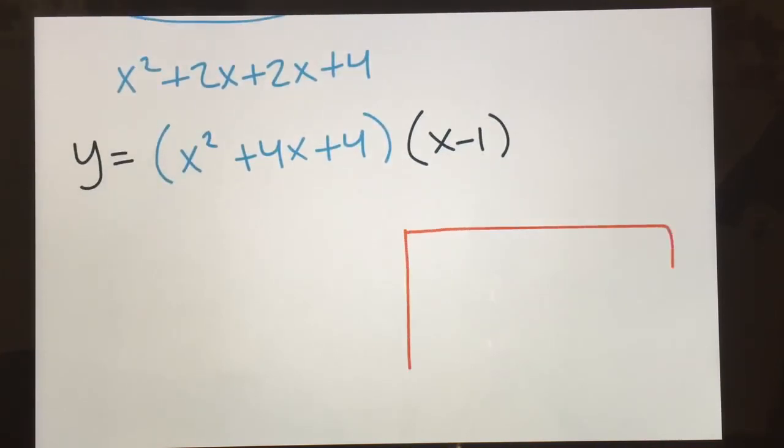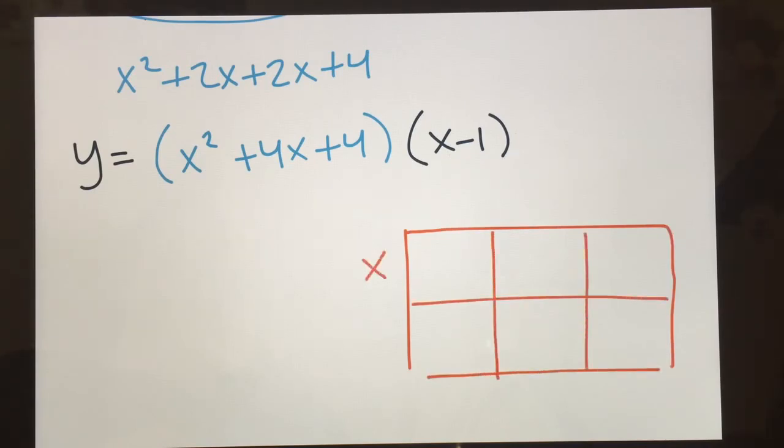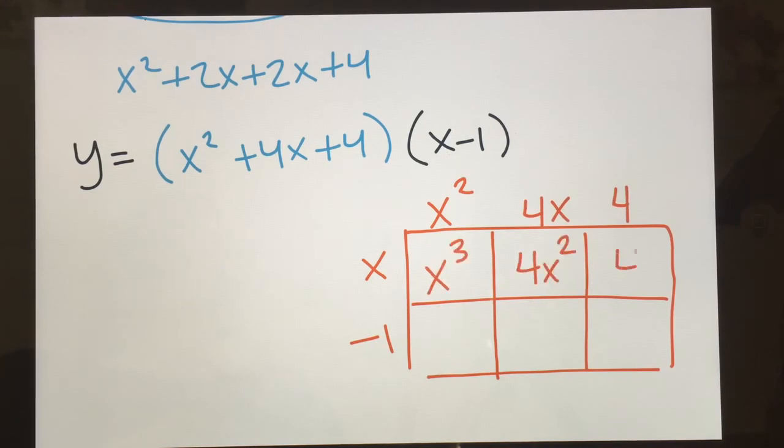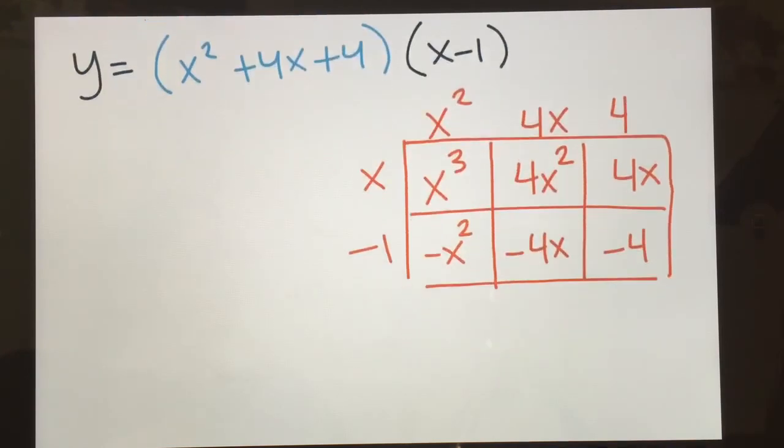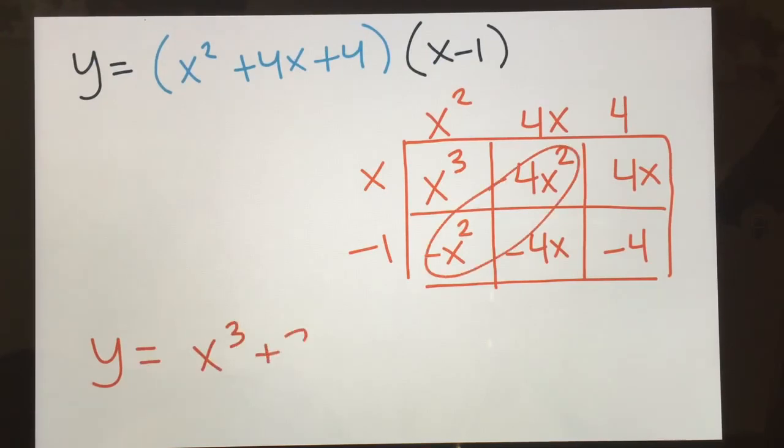So I have 3 pieces multiplied by 2 pieces, so I'm going to make my box so that I can multiply those things easily. x squared, 4x, 4. So x to the third, 4x squared, 4x, negative x squared, negative 4x, and negative 4. So my final answer would be y equals x to the third plus 3x squared. Those cancel out, so I don't even have to write it, and then a negative 4 on the end.